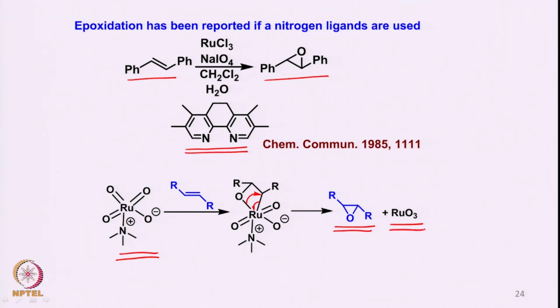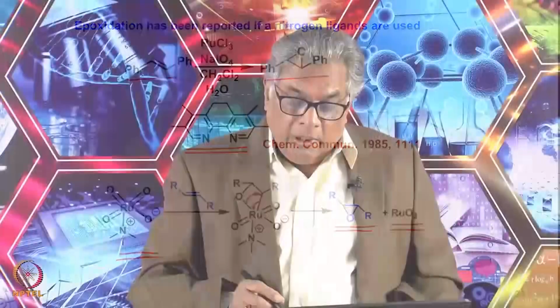So, this is one of the very rare examples of conversion of olefins to the corresponding epoxide, but nevertheless one can carry out such a reaction in the presence of nitrogen ligands. Essentially what they do is to reduce the activity of the ruthenium tetroxide by this particular nitrogen ligand.